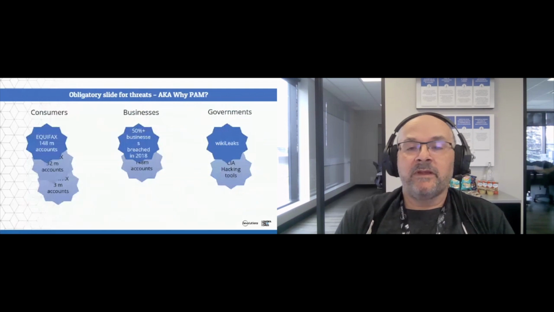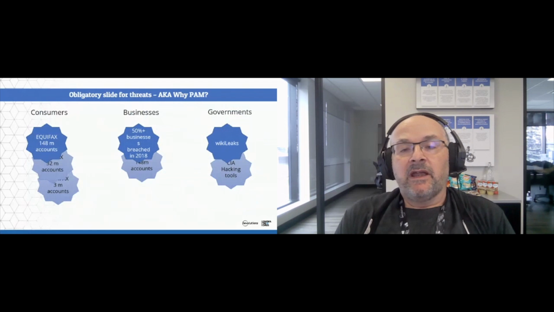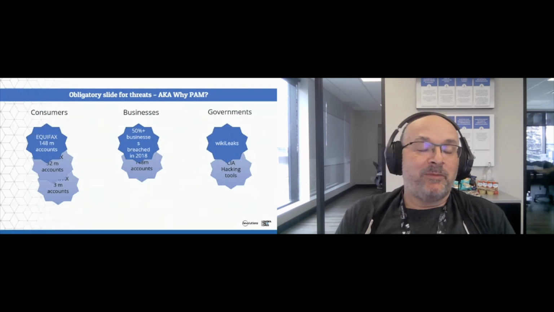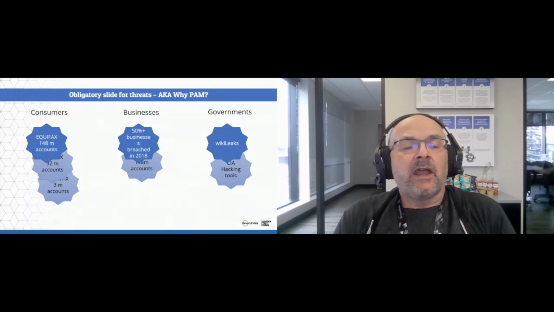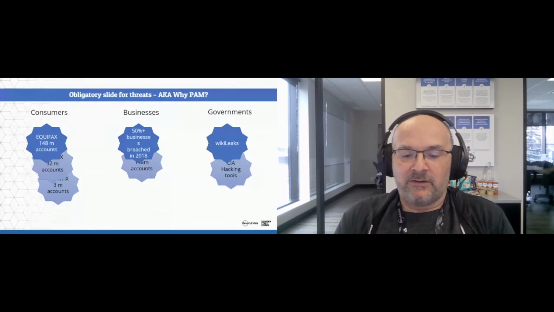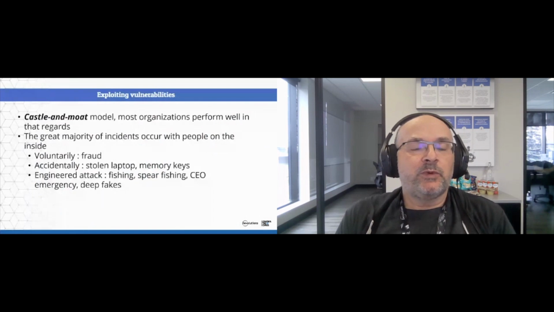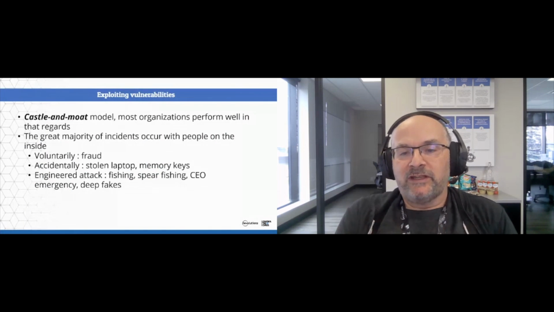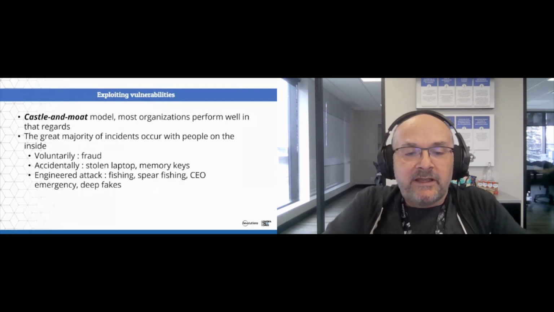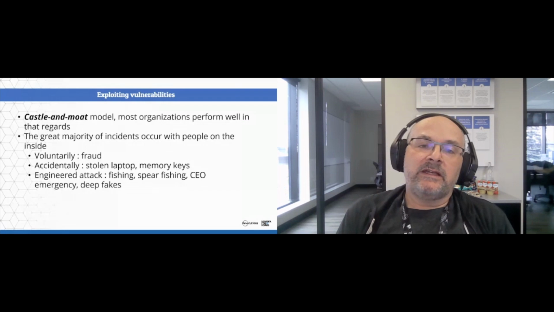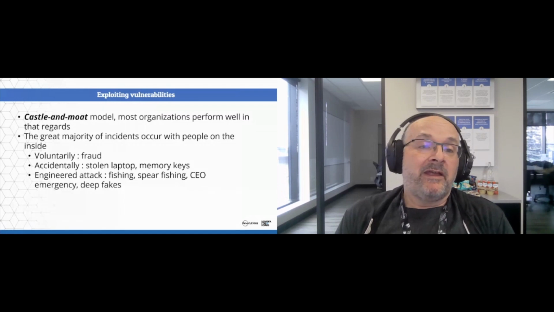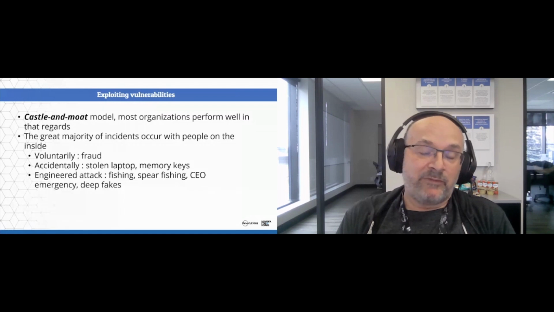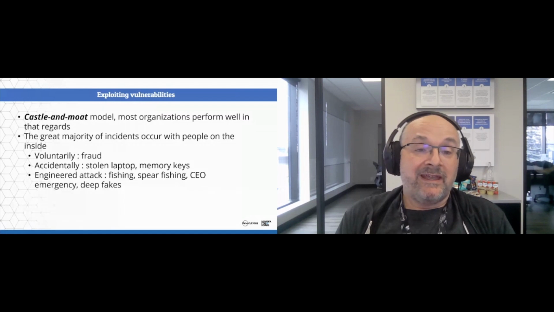Obviously, why do we need PAM? I don't need to mention these incidents, they're well publicized. But this is all around privileged access. What do you do with your privileged accounts? In the past, we've used the castle and moat model. If you can visualize a castle with water around it, that's the moat, so it prevents you from going inside. But nowadays, these incidents occur through voluntary actions like fraud, accidents, stolen laptops and USB keys, or even worse now, engineered attacks.